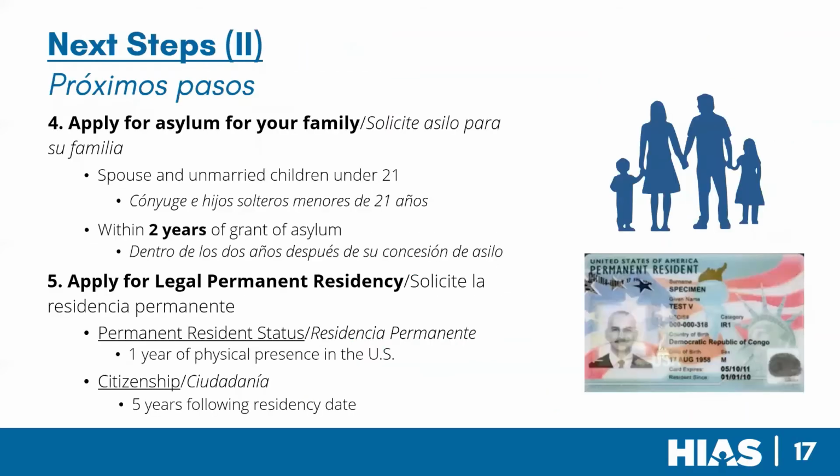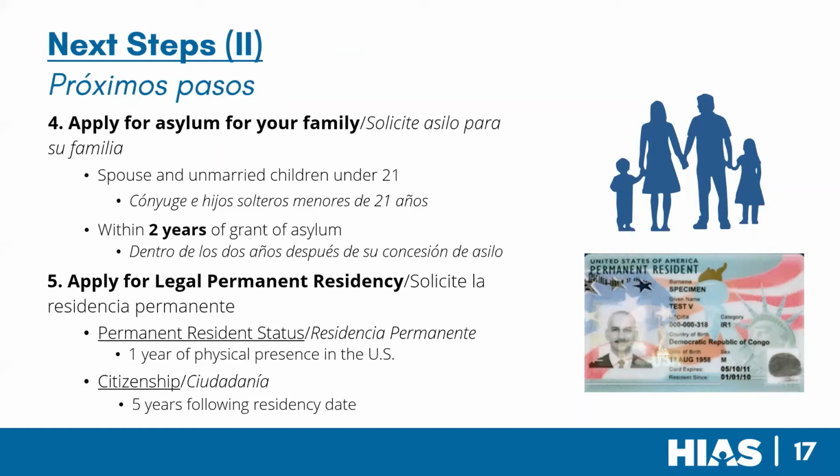Now, moving on from benefits, as another next step, you will also want to apply for asylum status for your spouse and any unmarried children who are under 21 at the time of your asylum application. Please remember that you only have up until 2 years after your asylum grant to apply for them to join you in the United States as asylees.